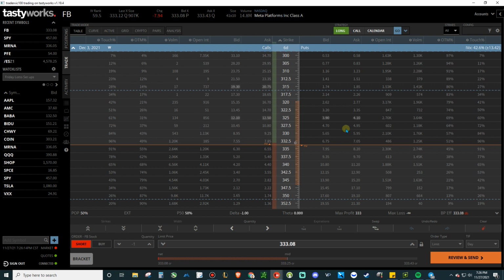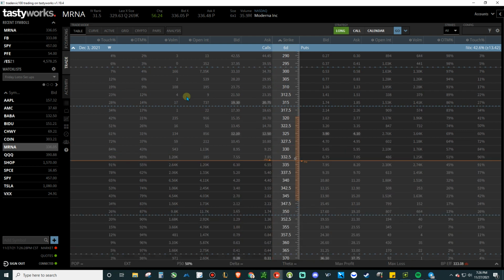But they're not that bad, not as bad as SPY. The ratio isn't that bad, but I would still be looking at puts on Facebook because these premiums are slightly elevated. It's not overbalanced, in my opinion. And so let's go look at mRNA.